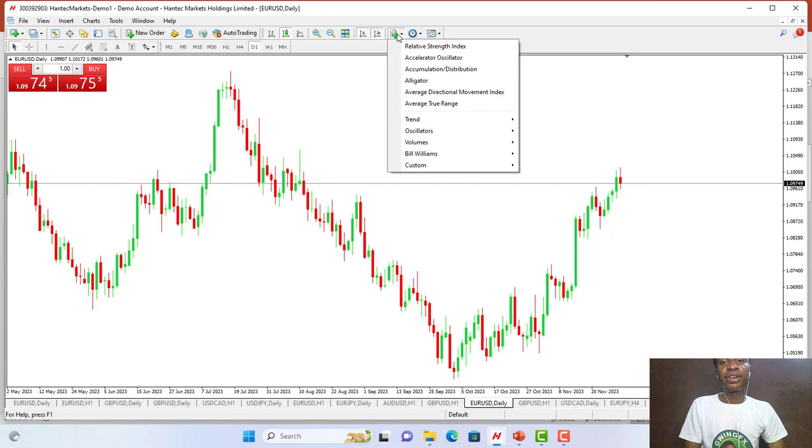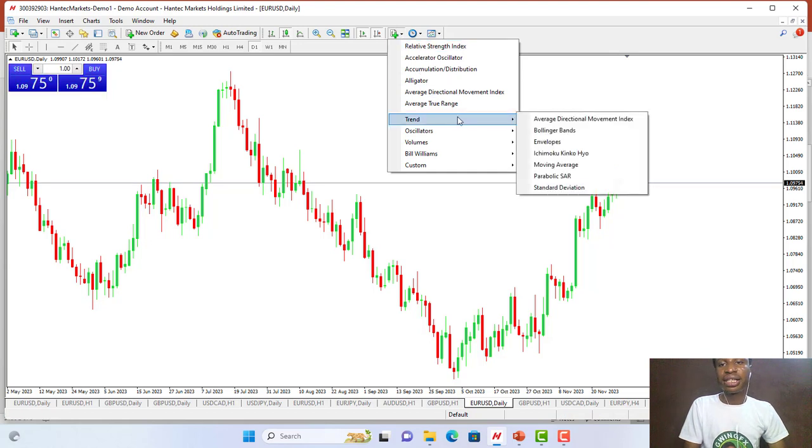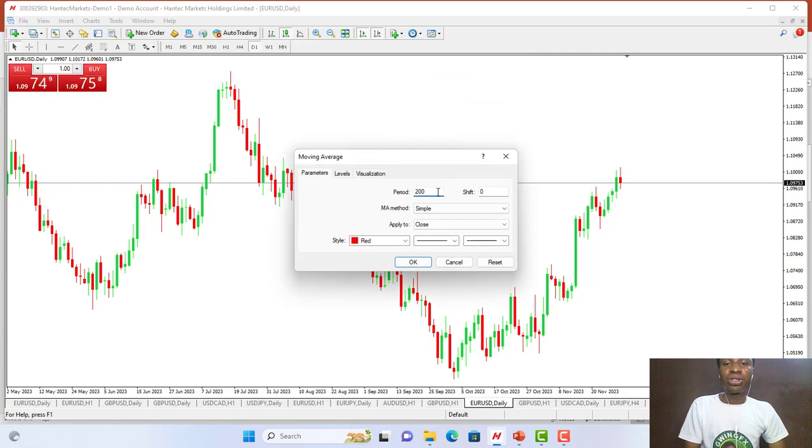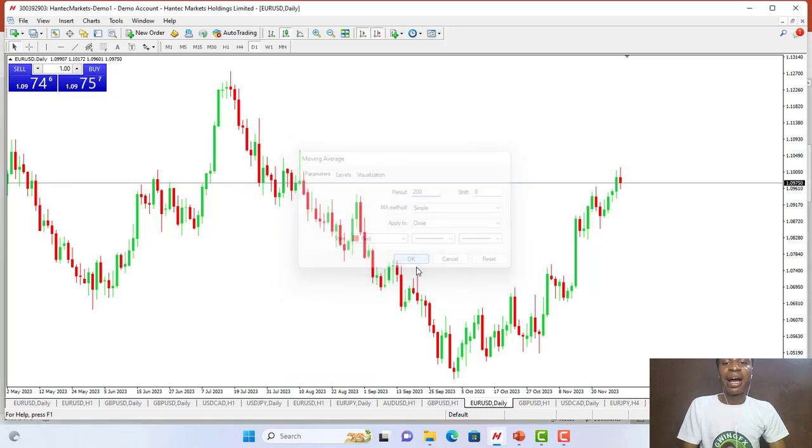So we move to this. You go to trend. From the trend, you go to moving average. So you can see by default, if I wish to use any moving average, it is the 200 period moving average. Nothing up, nothing down, right? So I click my OK.